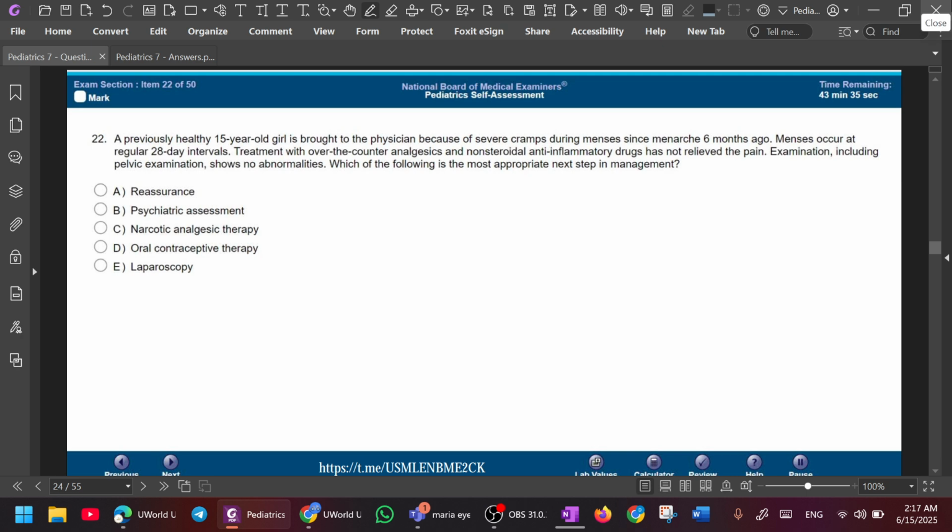Next. A previously healthy 15-year-old girl is brought to the physician because of severe cramps during menses. Since menarche at 12 years of age, menses occur at regular 28-day intervals. Treatment with over-the-counter analgesics and NSAIDs has not relieved the pain. Examination, including pelvic examination, shows no abnormality. Which of the following is the most appropriate next step?